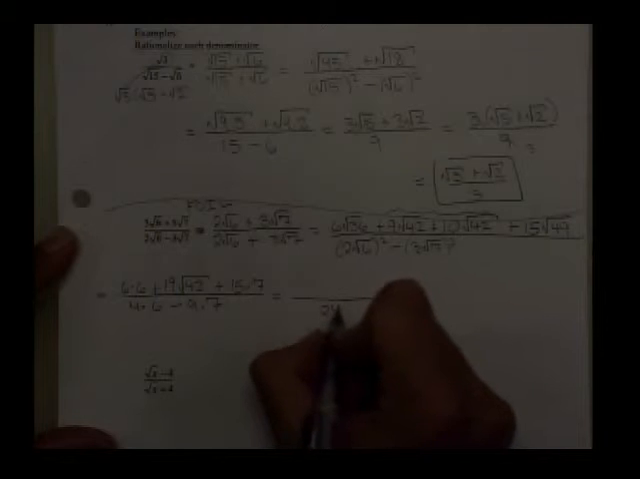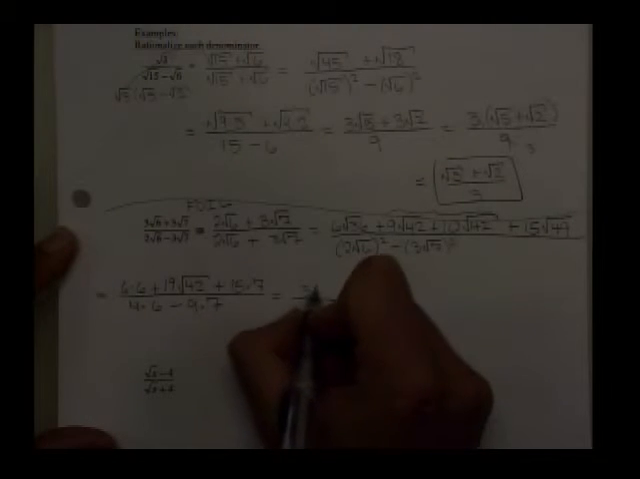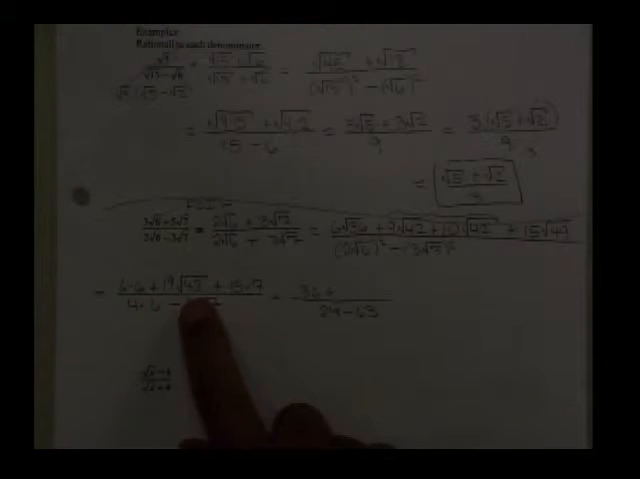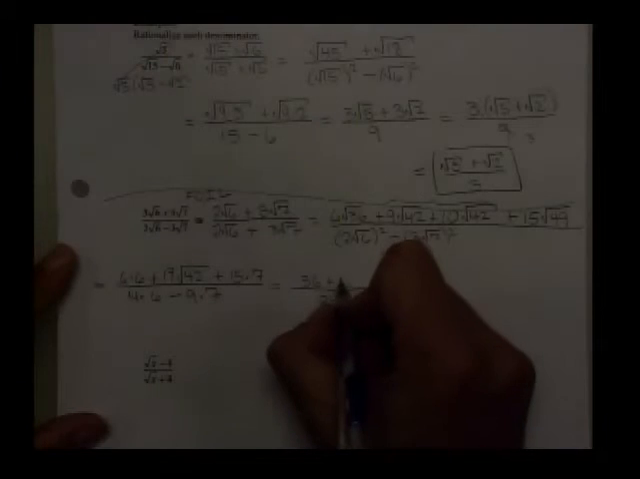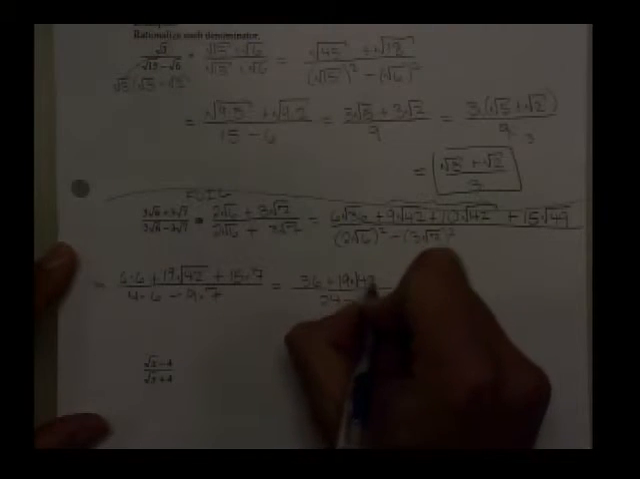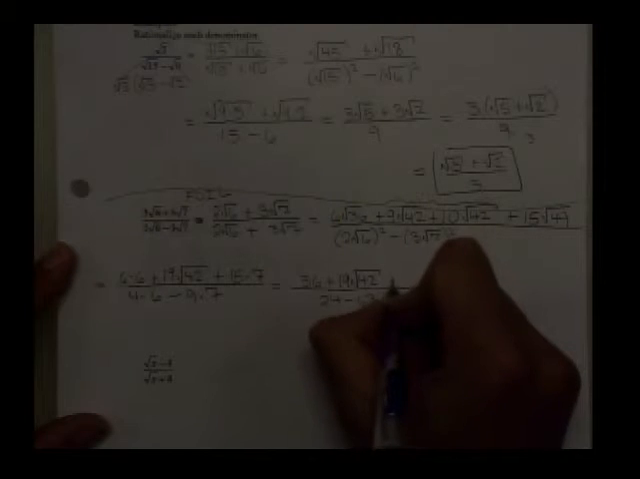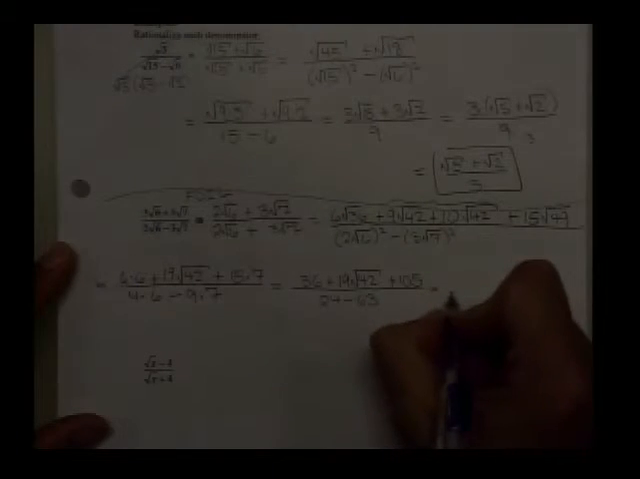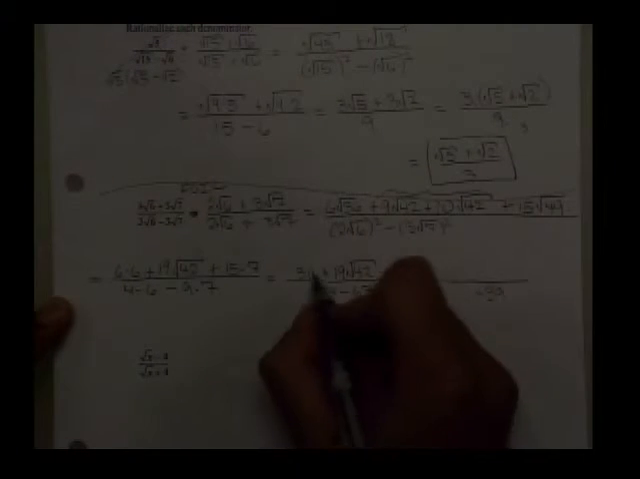So that's 24 minus 63. 36 plus, well, 42 is 2 times 21, and 21 is 3 times 7. So there are no squares that go into 42, so we can't simplify that at all. So that's just going to stay 19 root 42. And 15 times 7 is 105. So let's see, 24 minus 63 is negative 39. Can we simplify in the top? Yes. 36 plus 105 is 141.